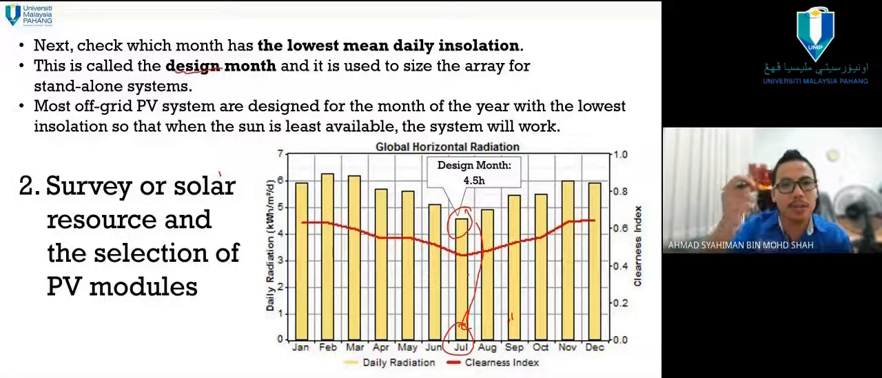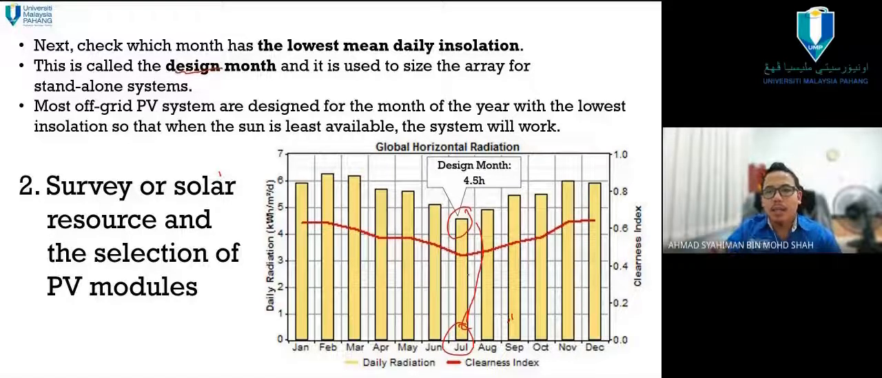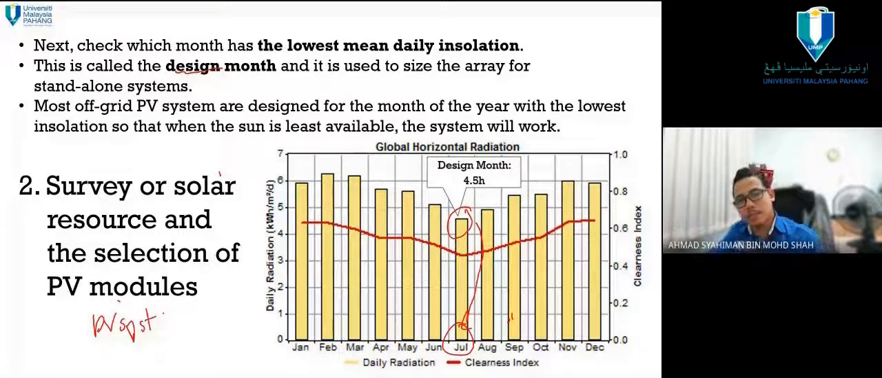Okay, so next is the survey of solar resource and the selection of PV modules. For this data you need meteorological data. You can ask the state meteorological department, or we can use PVsyst, where you can generate an interpolation of the value. It can be generated, but that one is the predicted data, not exactly the real data. From the software, we can generate that kind of data, PSH per year, for a dedicated location.